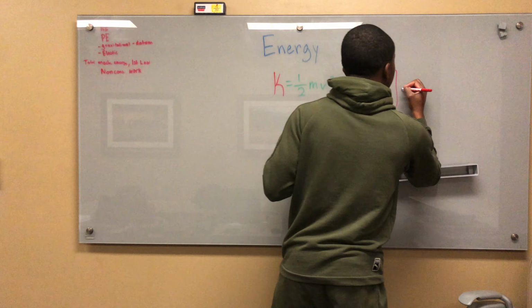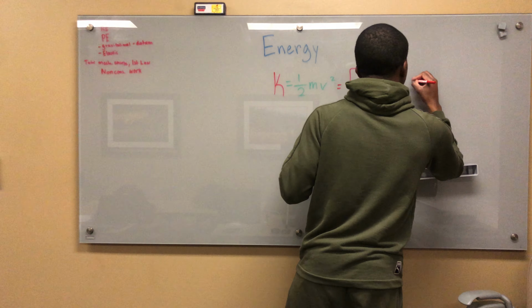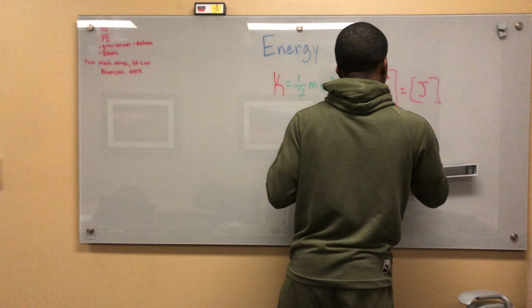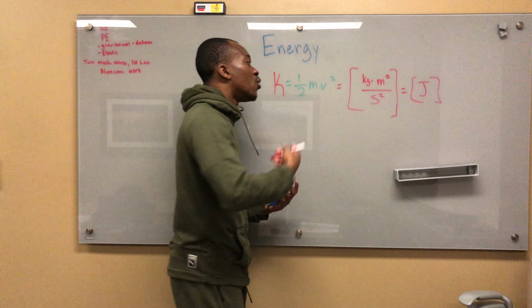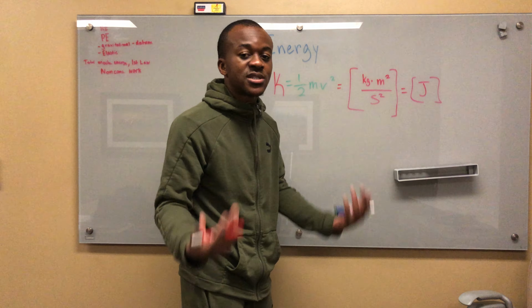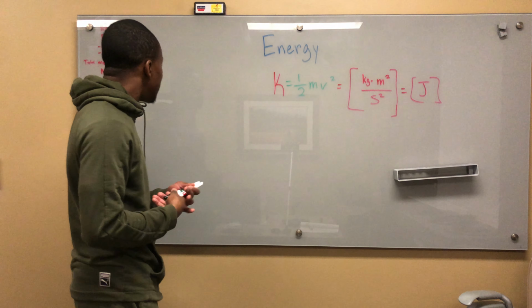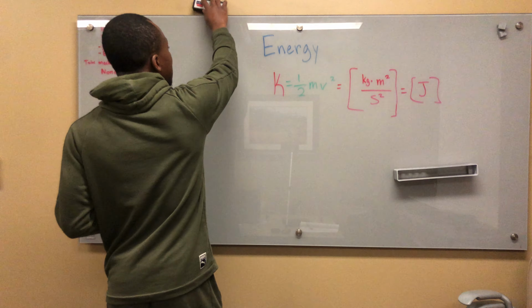But this is also referred to as a joule. So we can say that the SI unit for energy is joules, but it's also kilogram meters squared per second squared. So that's that. Another thing I want to talk about is potential energy.